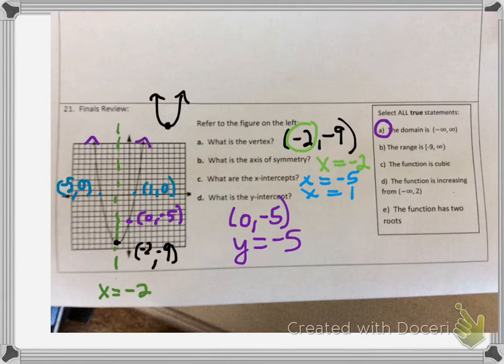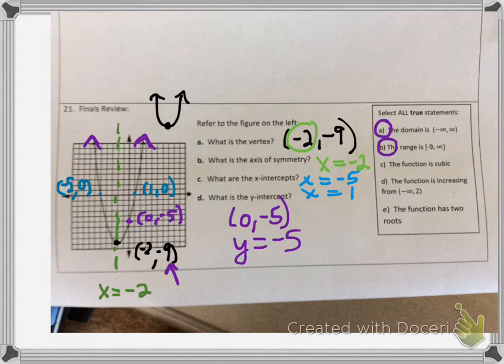You always start with the smallest number and then the biggest number. So how low does this U-shape go on the y-axis? The lowest point would be the y-coordinate of the vertex here at -9. And then how high does it go? Because it points up, it goes up forever. So it would go to infinity, so B is true.